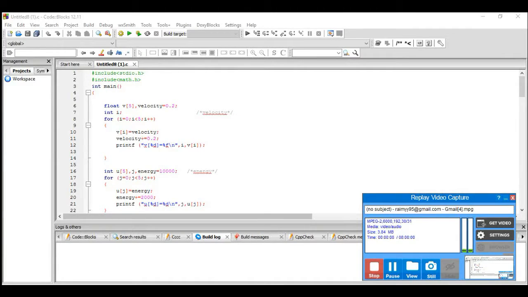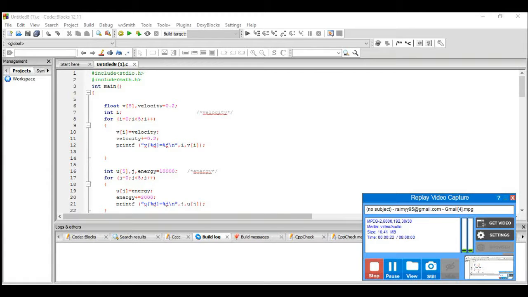So how does the program work? Let's jump into my program. So this is my program. First of all, I start with hashtag include stdio.h and hashtag include math.h and int main void, which is the basic language that we need to put in C language.